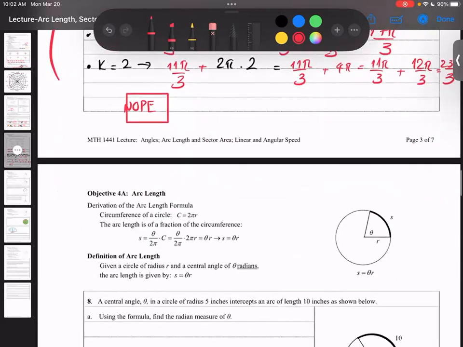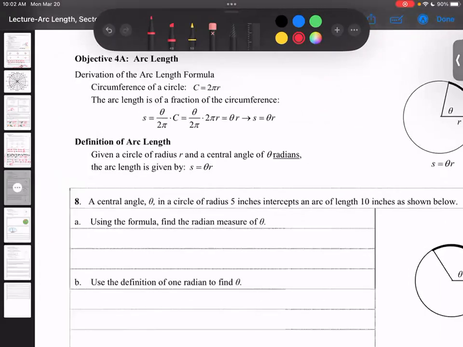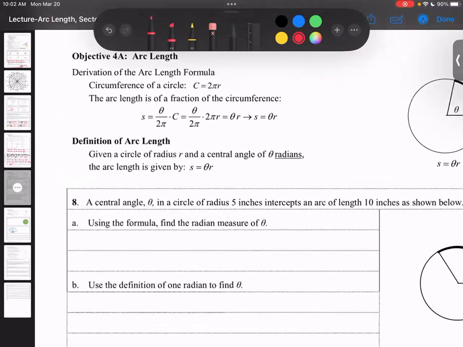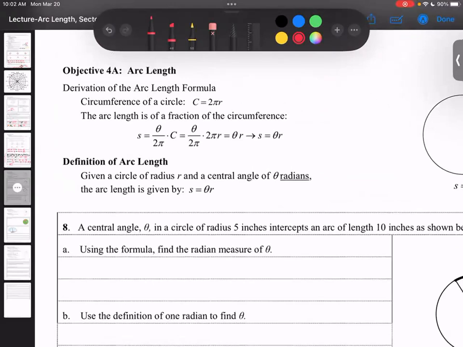All right. Here I go back to angle and arc length. You got confused about angle and arc length. Now, arc length is a fraction of a circumference. Circumference is 2 pi r. So S equals theta divided by 2 pi times c. If I take c times the fraction theta divided by 2 pi, that's my arc length. Then substitute c as 2 pi r, cancel the 2 pi, and S ends up equal to theta times r, where theta is your angle.